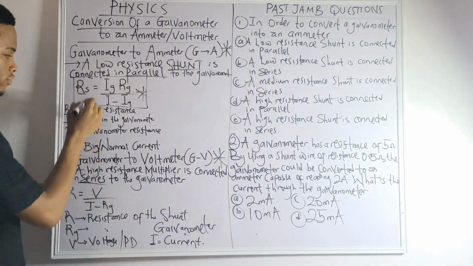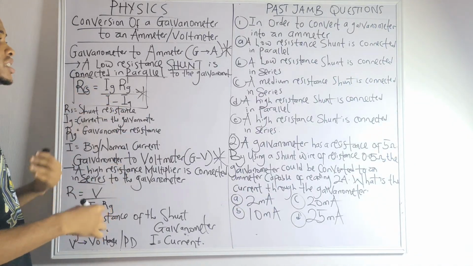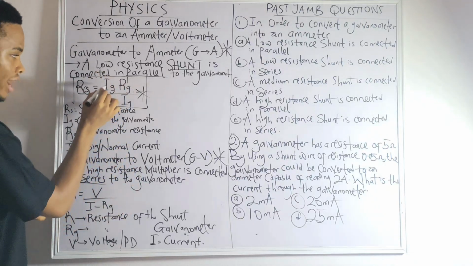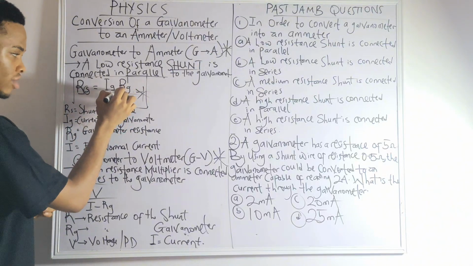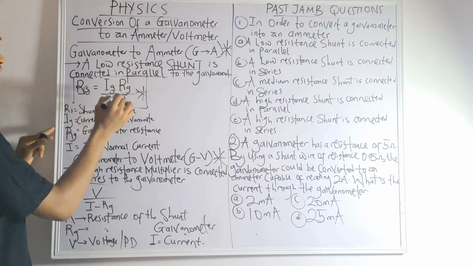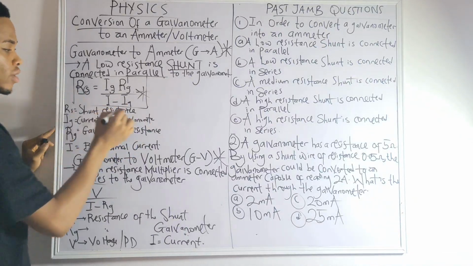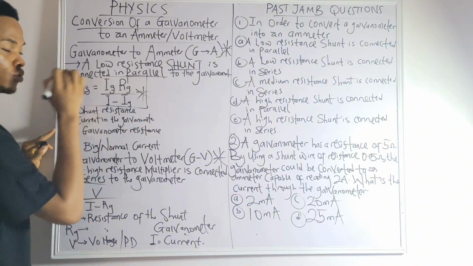Your RS, from the parameters, is the shunt resistance, so it is the resistance in the shunt. Your IG is the current in the galvanometer. RG, R is the resistance, so resistance in the galvanometer. Your normal I that has no subscript is your normal current. Your IG is your current in the galvanometer.